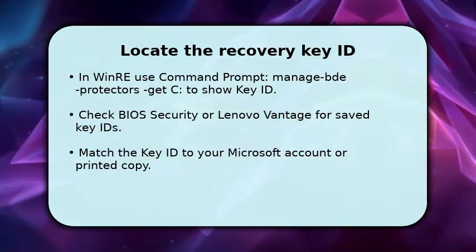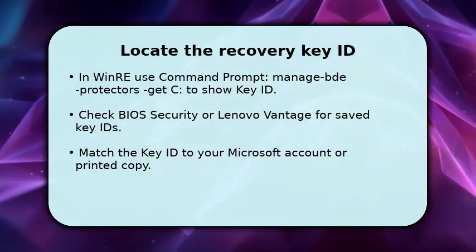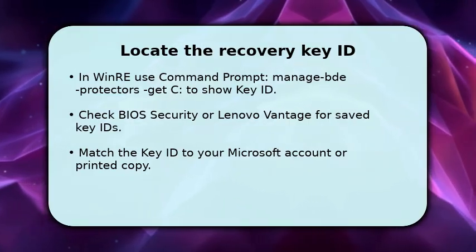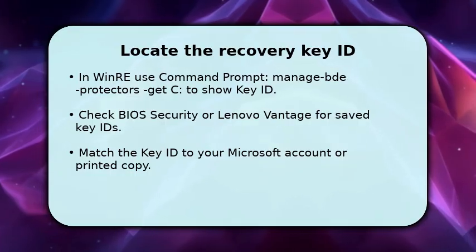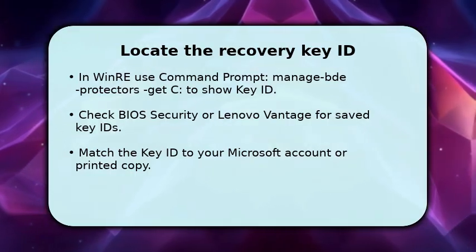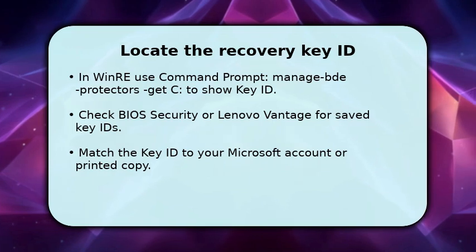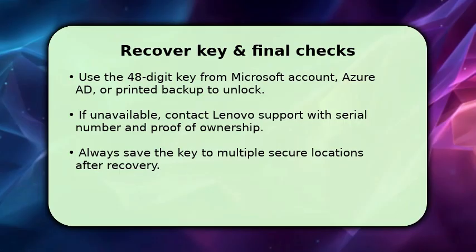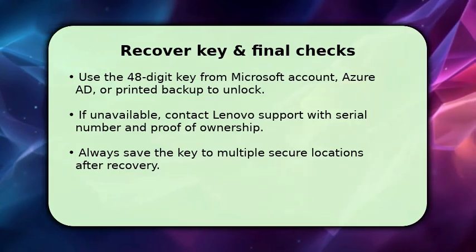Once you have the ID, sign into your Microsoft account, look under Devices or BitLocker recovery keys, and match the key ID to retrieve the 48-digit recovery key. This precise match is key. Finally, use the 48-digit recovery key you matched to unlock BitLocker or sign into Windows. Enter it exactly when prompted.